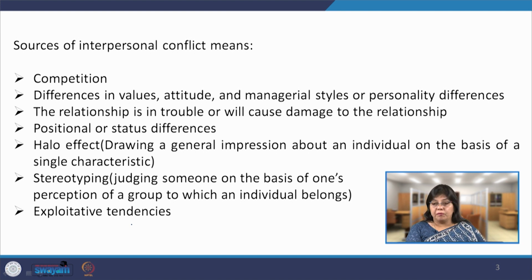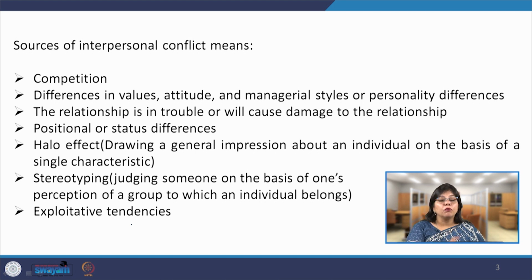The first is competition. When two groups, or members of a particular group, are working to achieve a common goal, there can be some scarcity of resources, and people tend to compete with each other over who will win or avail the maximum resources to reach the common goal.